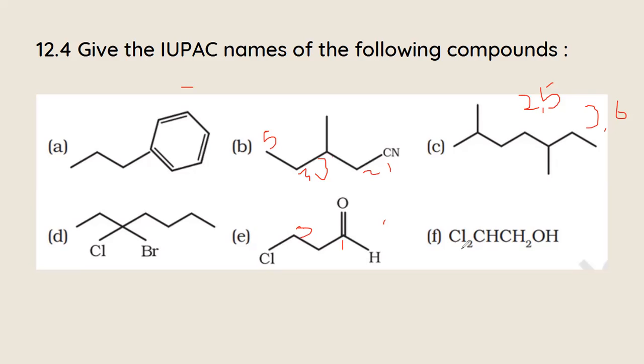Last one, you have 2 chlorine groups attached to this carbon, and you have an alcohol group attached to this carbon. Obviously alcohol will get more priority than the chlorine. So this carbon will be number 1, this one will be number 2. So 2,2, because you have 2 chlorine groups attached to the same carbon. 2,2-dichloro ethanol, because it's an alcohol.